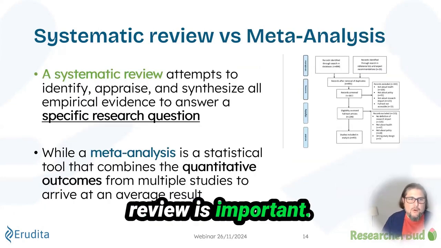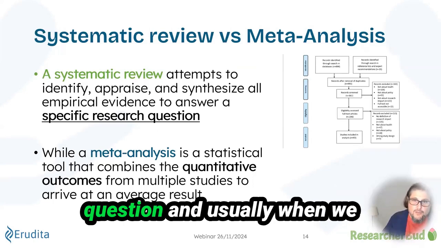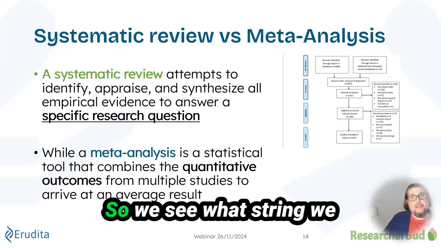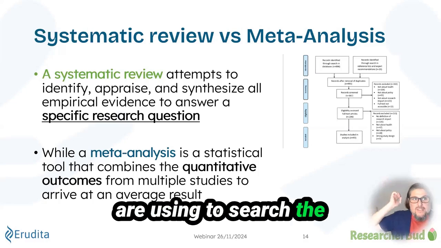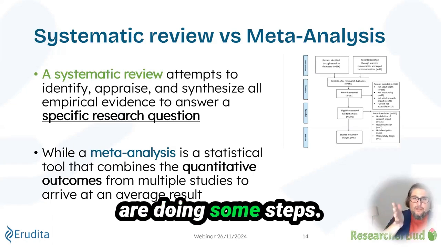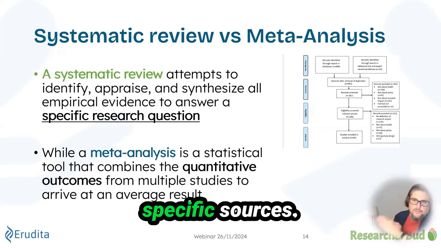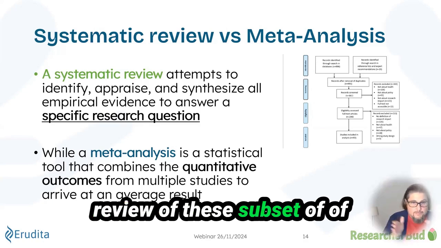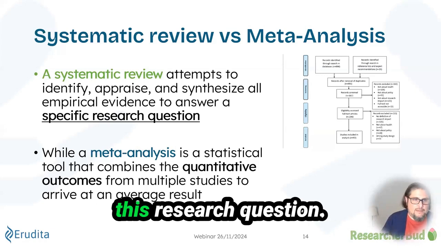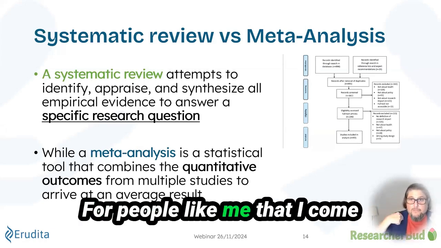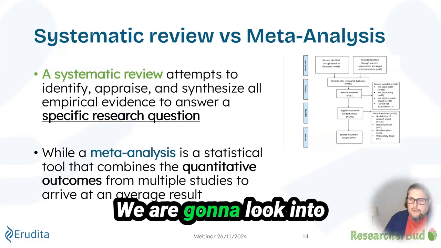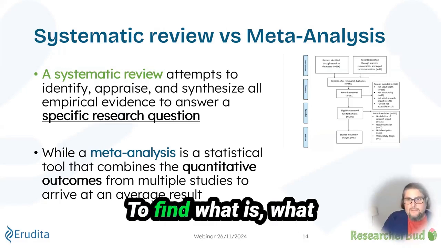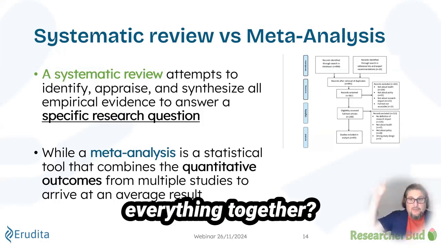A systematic review is important and interesting because it has a specific research question. And usually when we look into a literature review, we see something like what you can see on your right. We see what string we are using to search the literature, and then we are doing some steps. We are doing screening, we are choosing some specific sources, and then we are doing this deep literature review of this subset of scientific papers to answer this research question. With the meta-analysis, for people like me, who come from engineering, it is very clear. We are going to look into the data, not the papers, but the data of these papers, and we are going to do the analysis again to find what we can learn with everything together.